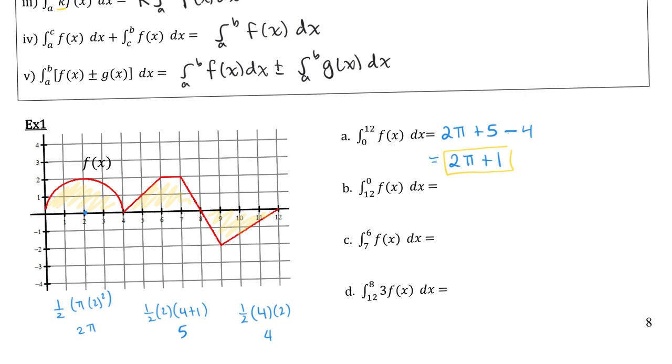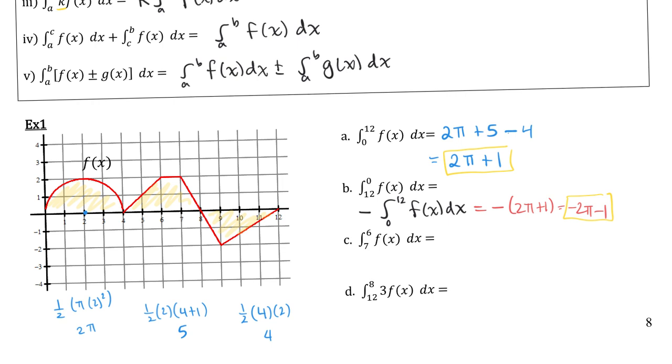Now, if I want the integral from 12 to 0 of f of x dx, that's the same as doing the opposite sign of 0 to 12 of f of x dx. So instead of redoing the whole thing, I'm just going to change the signs. I know the answer from 0 to 12 is 2 pi plus 1, so this is going to be negative of 2 pi plus 1, or distribute the negative and get negative 2 pi minus 1. And you don't have to show the work for it. You can just write negative 2 pi minus 1 because you're going backwards, you're changing the signs.